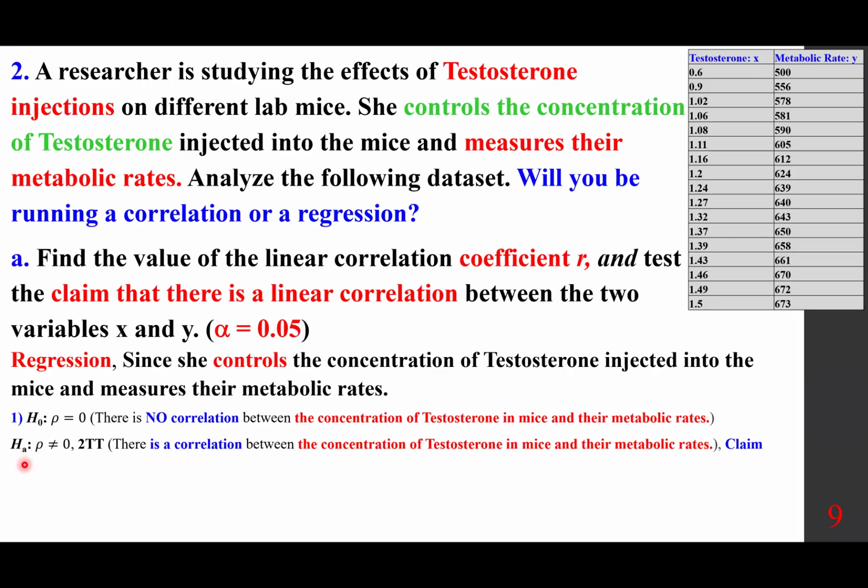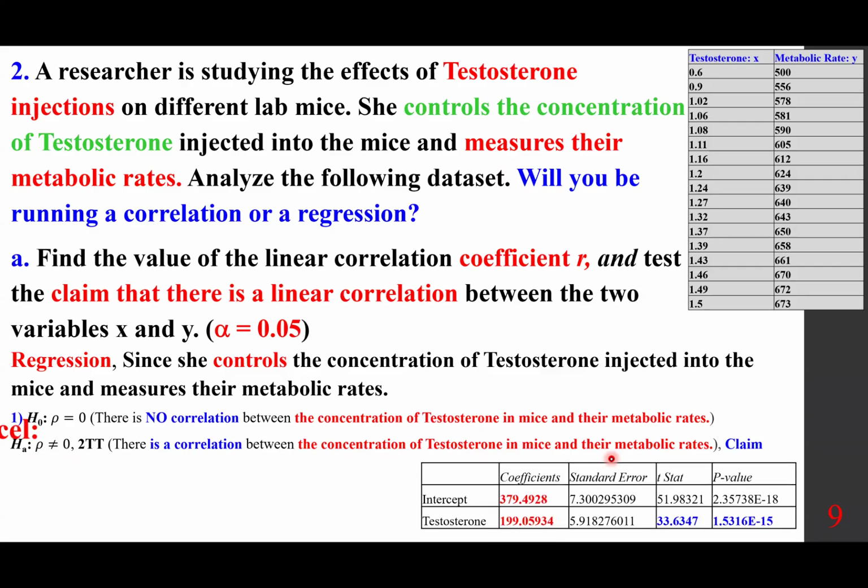HA, H sub A or H sub 1, remember that? Rho is not equal to 0. It's a two-tailed test. There is a correlation between the concentration of testosterone in mice and their metabolic rates. And that is the claim. That's what we are checking.